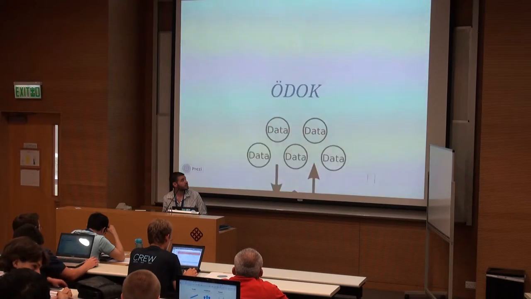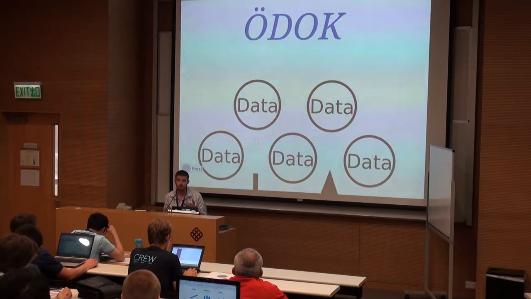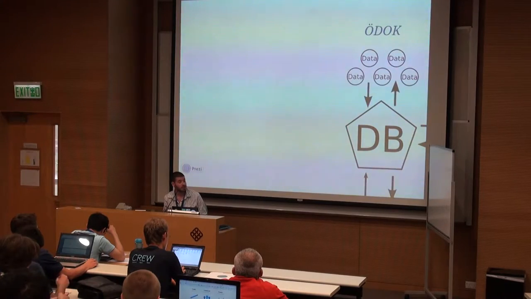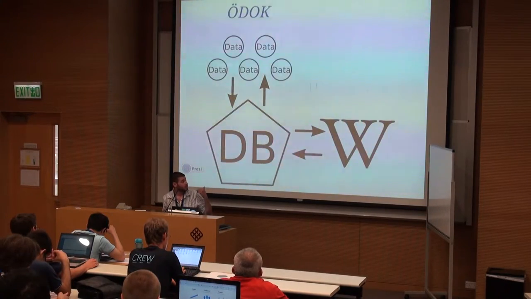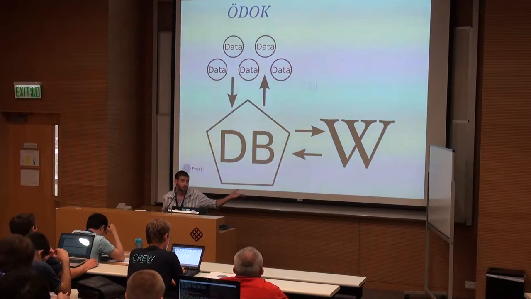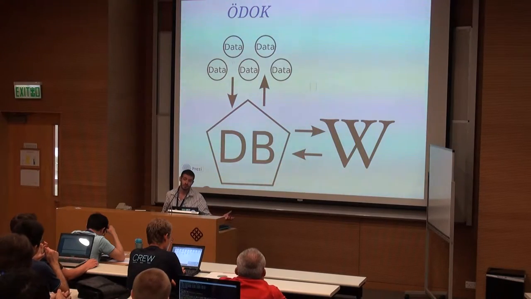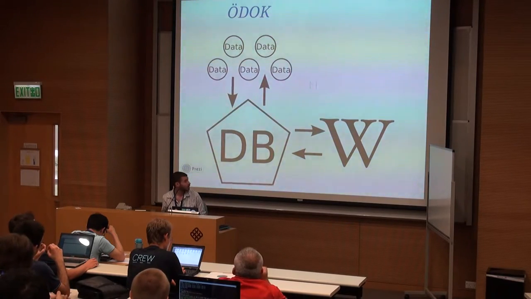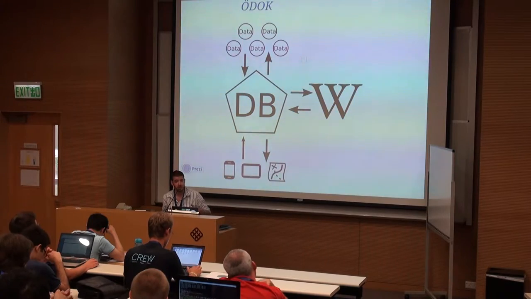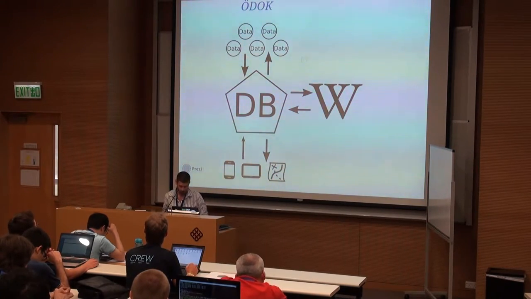What we did instead was that we have the data. The data is then put directly into the database. The database can push information out into Wikipedia or other Wikipedia projects, but also receive updates back from that. And then, as before, there's API access to the database for downstream use.